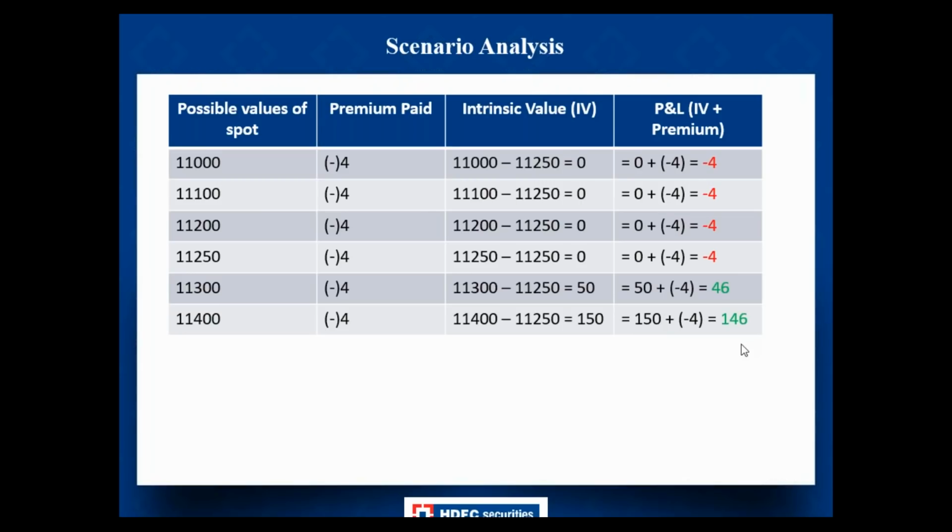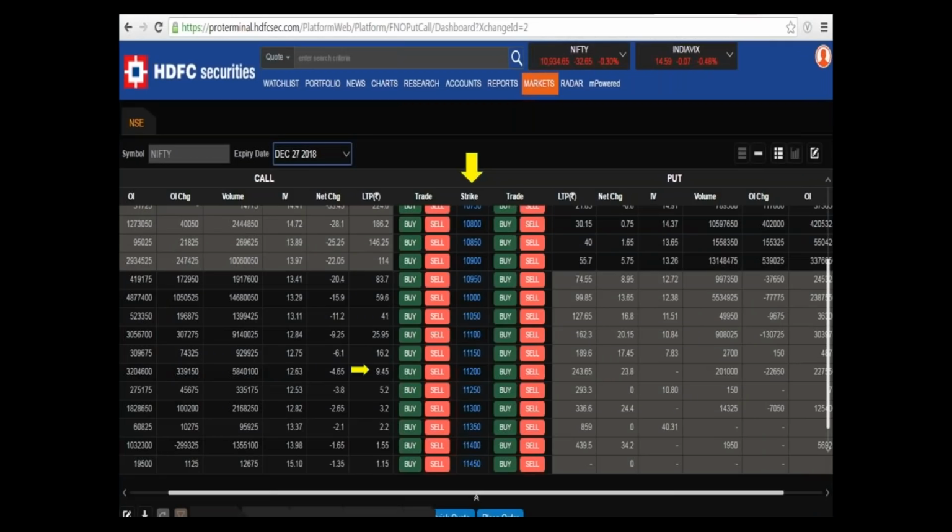Now let us quickly see how the scenario analysis works for call option selling. Here I've taken a screenshot from one of our advanced trading platforms called Pro Terminal, just to show you where I've picked up the real-time data, the real-time premium, to give you an example of how this real-time strategy can work. As you can see from the screenshot, I have taken Nifty, the current expiry, and chosen an 11,200 call option.